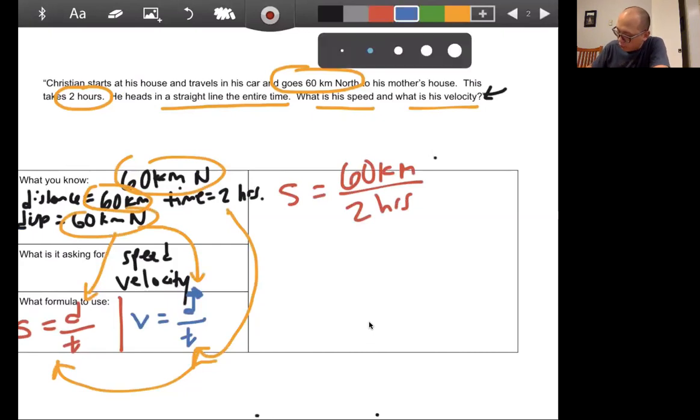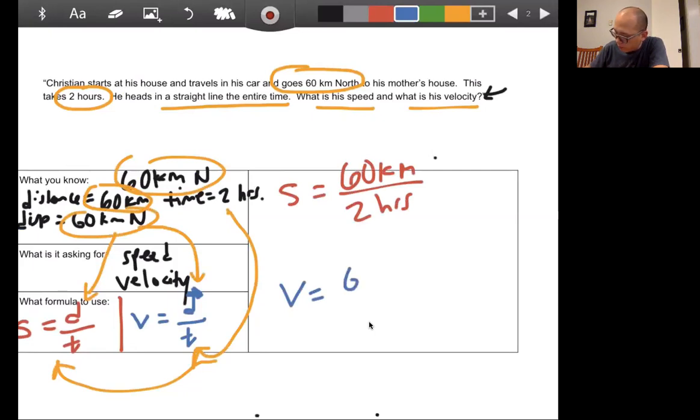Here I'm going to do the velocity equals the displacement. According to this arrow, I follow it here. The displacement is 60 kilometers north. The time is, once again, 2 hours.